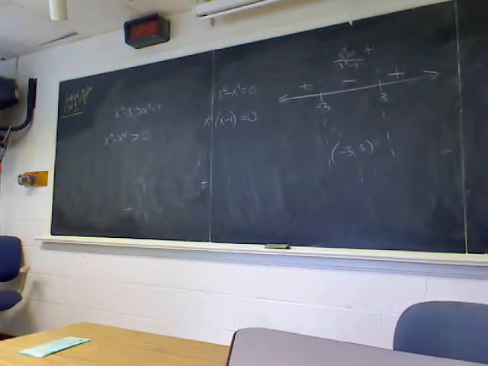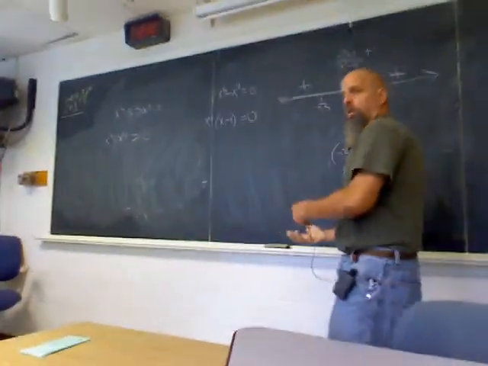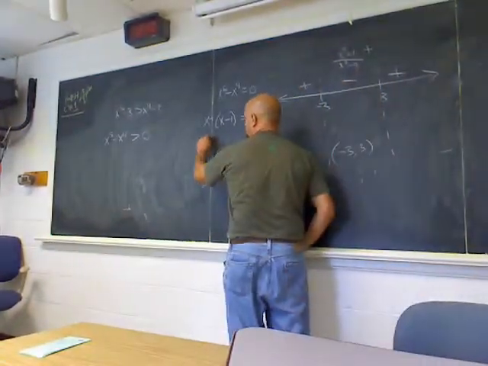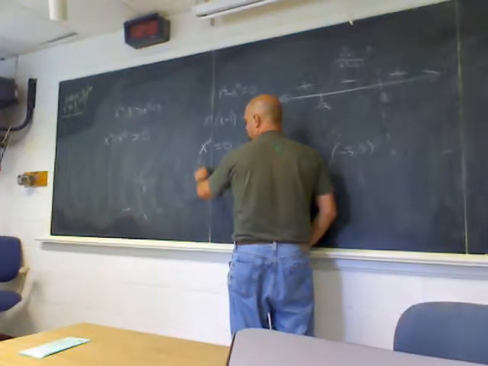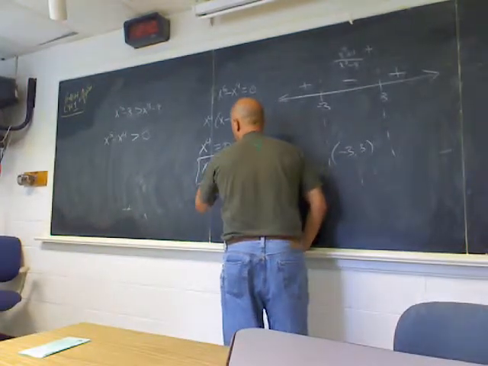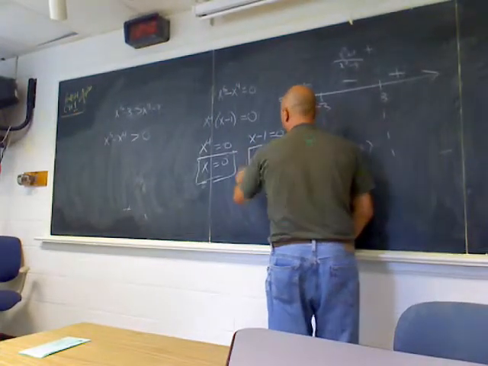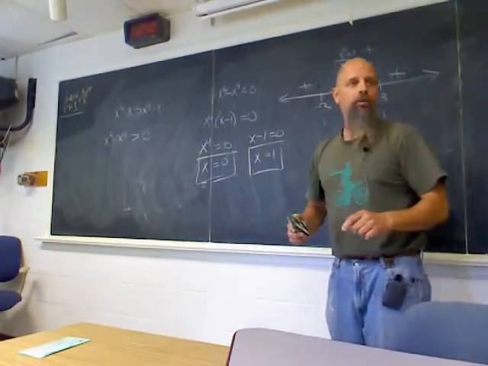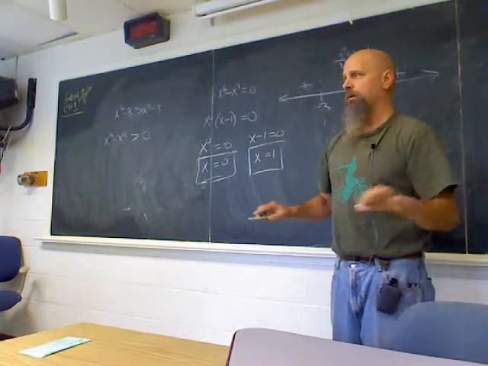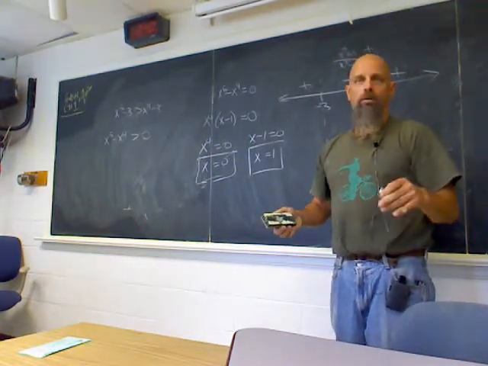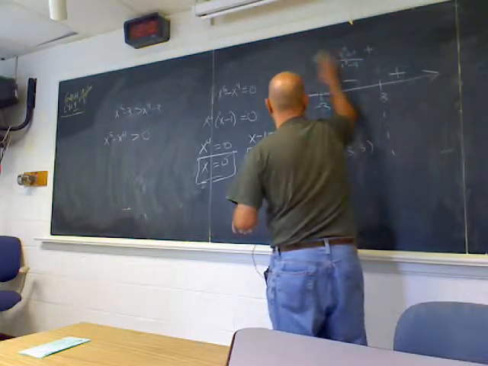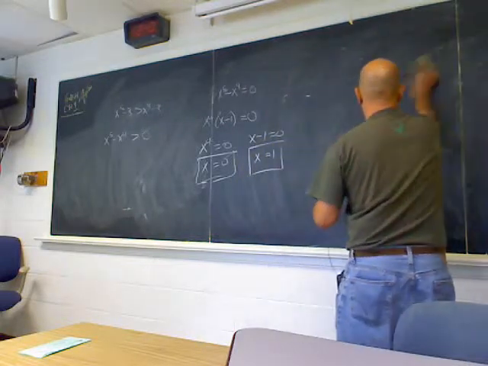Yes? And now I use that 0 property. That means either x to the 4th is 0 or x minus 1 is 0. If x to the 4th is 0, then what do you know about x? It must be 0. And if x minus 1 is 0, then x must equal 1. Those are both x-intercepts. There's no denominator here. So there's no problem. There's no vertical asymptotes or holes.